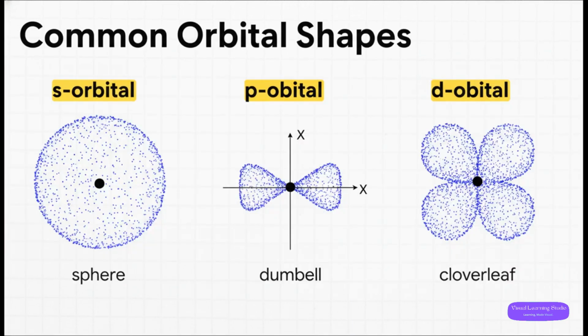And these neighborhoods, these orbital shapes, get pretty interesting. The simplest one, the s orbital, is just a sphere, nice and easy. Then you get the p orbitals, which are shaped kind of like dumbbells or figure eights. And as you get to higher energy levels, like the d orbitals, the shapes get even more complex and beautiful, often looking like clover leaves.